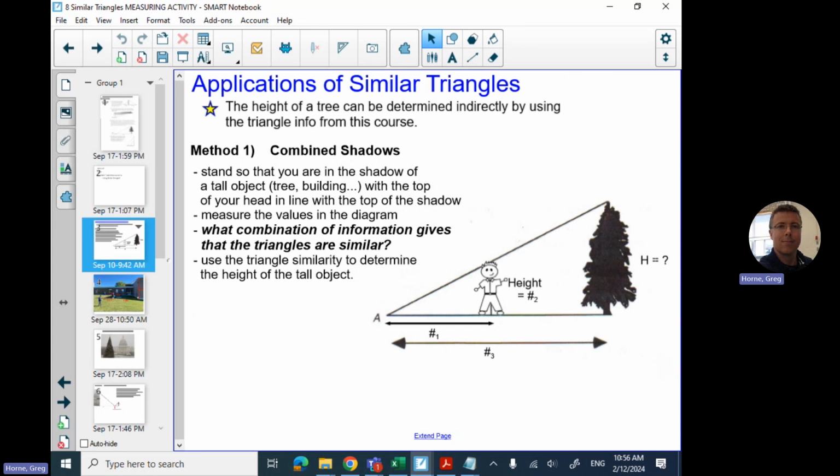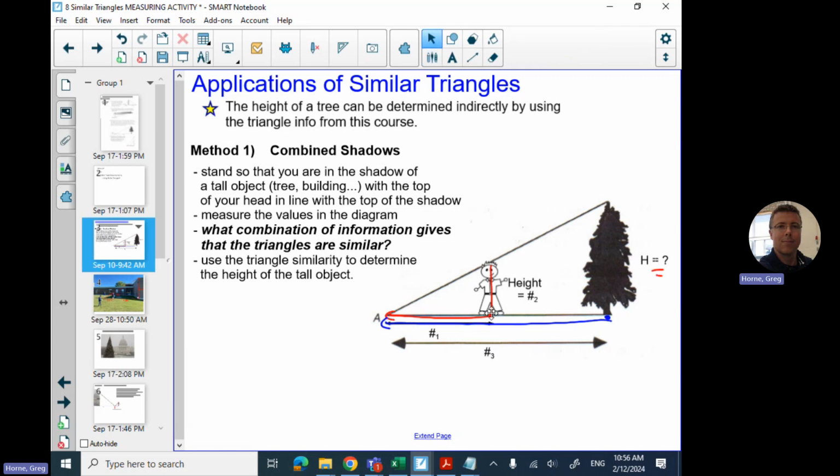All right, so here we go. One of the classic ways of using similar triangles is to stand so that the top of your shadow lines up with the top of the inaccessible height's shadow. Then you have measurements from where you are to the tip of the shadow, and from where the tall tree is to the tip of the shadow. So you have corresponding sides of similar triangles, and then you have your height, which is known, and the other height, which you don't know.